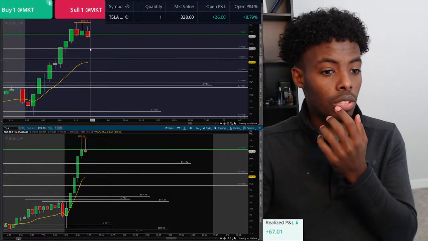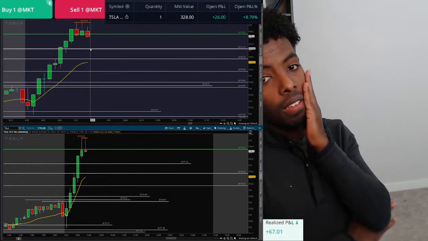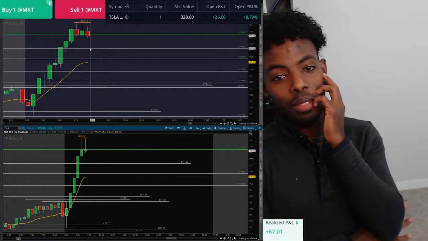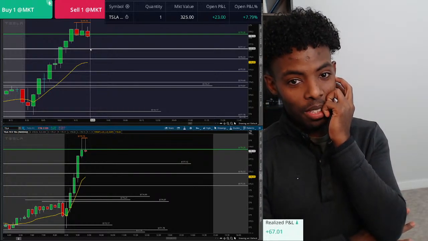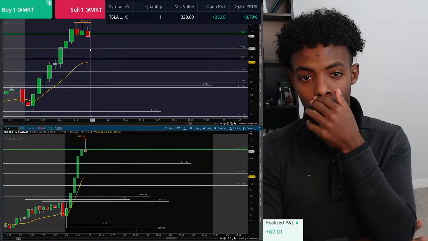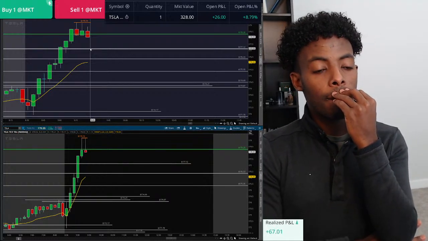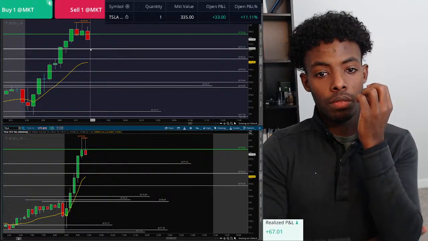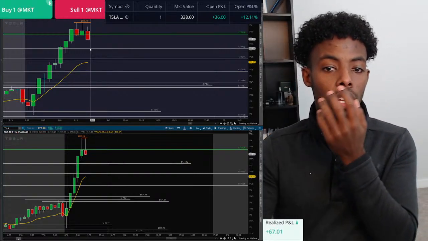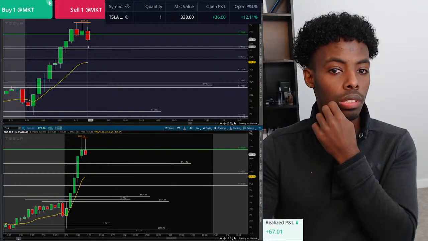Should we get out of this trade right now? Take our 26 bucks and call it? Or should we hold it all the way to the VWAP retest? What should we do? Because we finally found out where the reversal is going to be. Of course, my first sell will be right here.